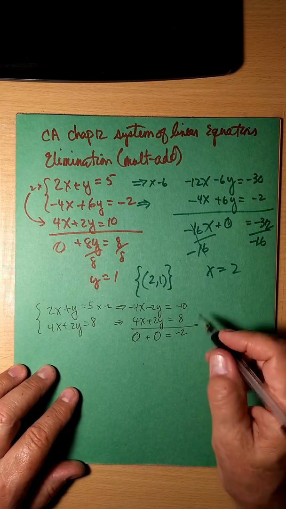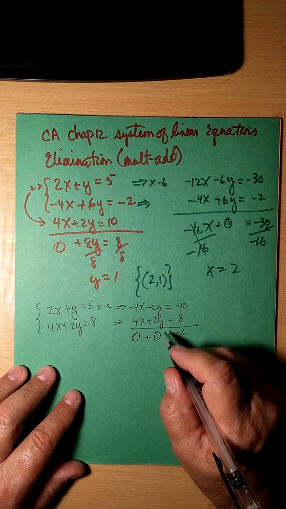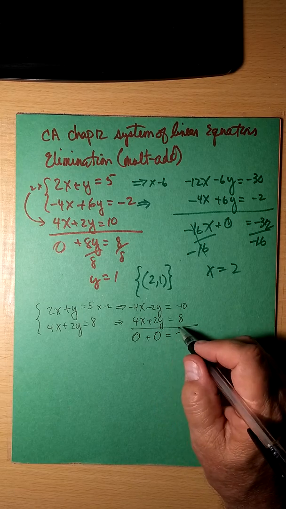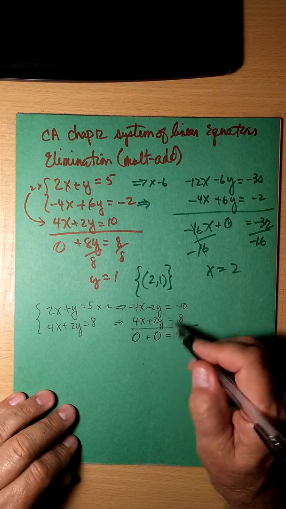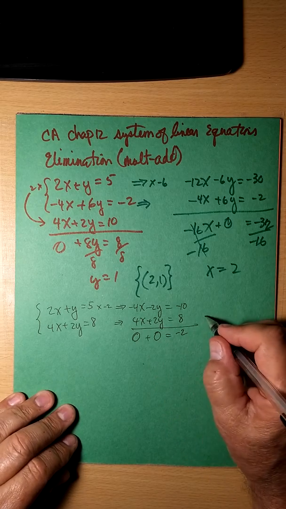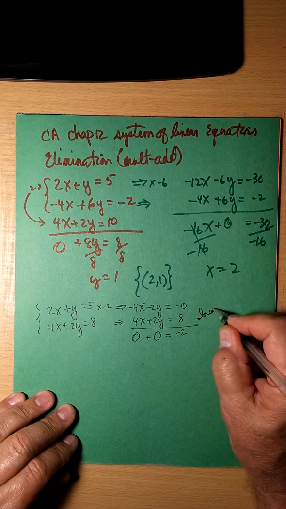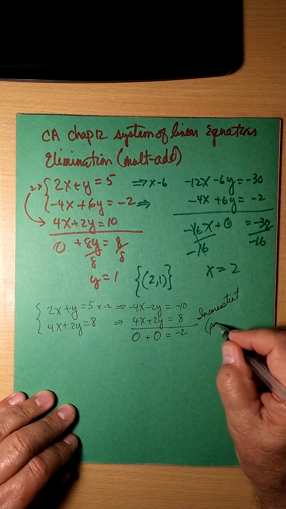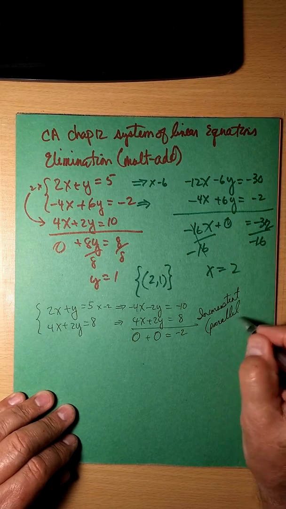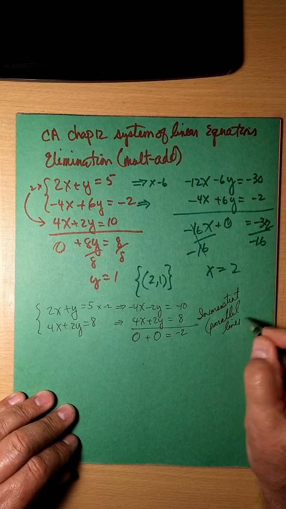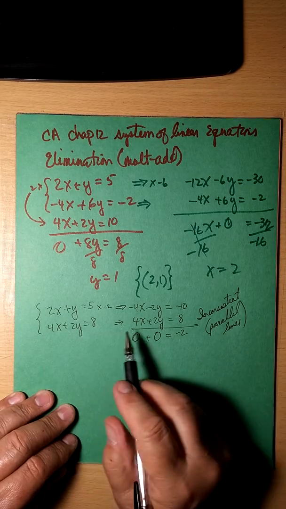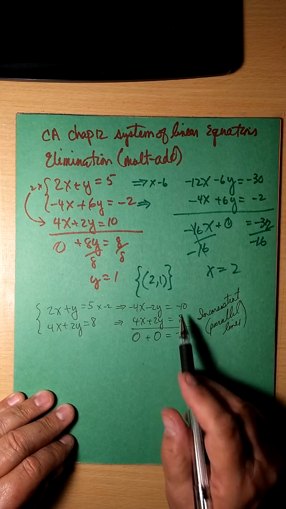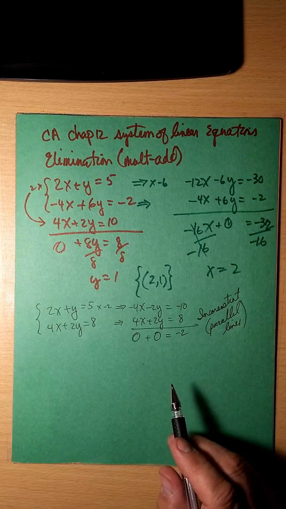No. Therefore, we'd have to say, you know what? I cannot find any x or y value that will make this a true statement. This is inconsistent. Those are the parallel lines we talked about. And it makes sense because we get the same slope from this stuff, but a different y-intercept.